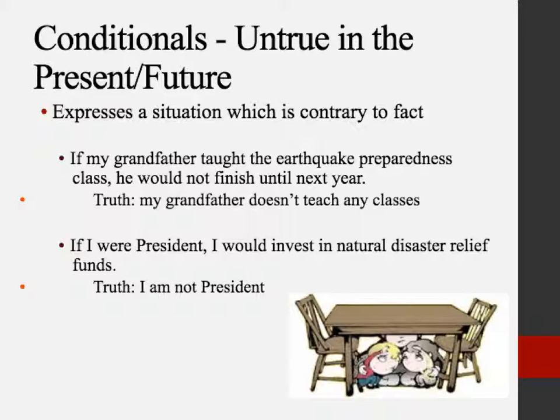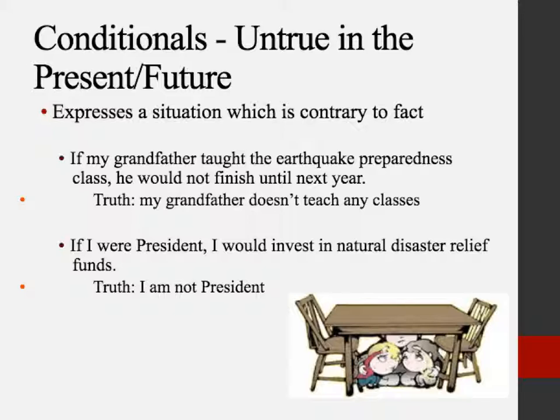The second sentence, if I were president, I would invest in natural disaster relief funds, also expresses a situation which is contrary to fact. The truth is, I am not president, so I have little control over national spending. You may have noticed that I used were in this sentence. While were is usually for plural subjects, in the case of conditional sentences, it is used with both singular and plural subjects. You may hear your friends say something like, "If I was you, I would go." While this might be acceptable in informal speech, it is not considered to be grammatically correct.